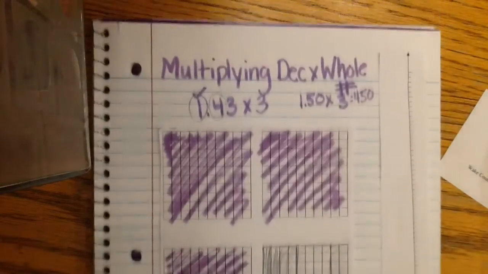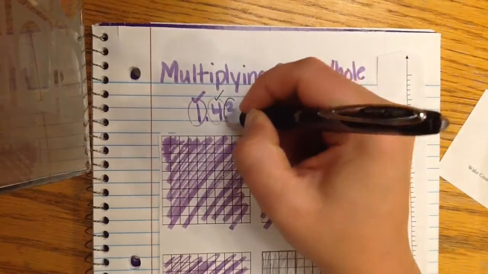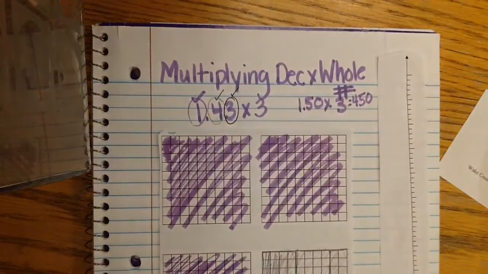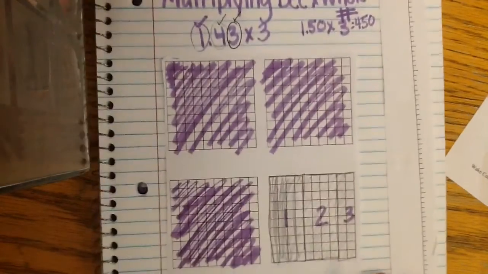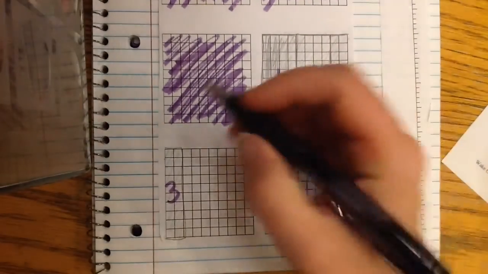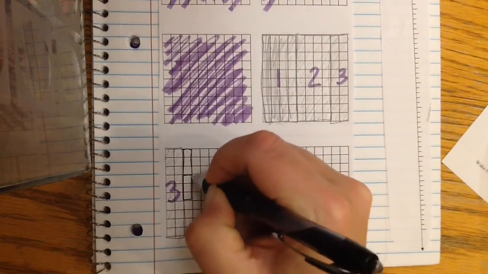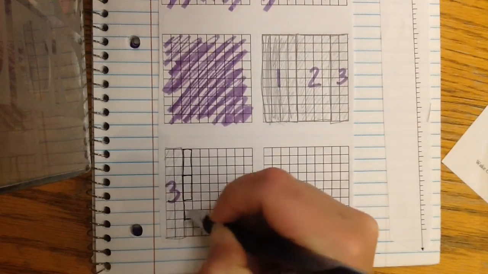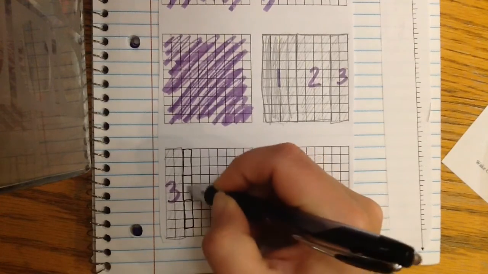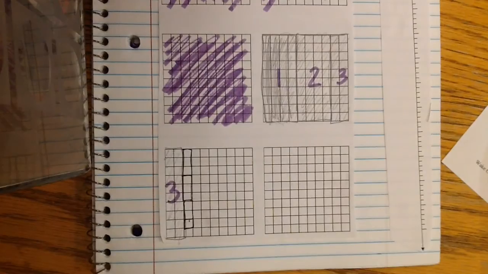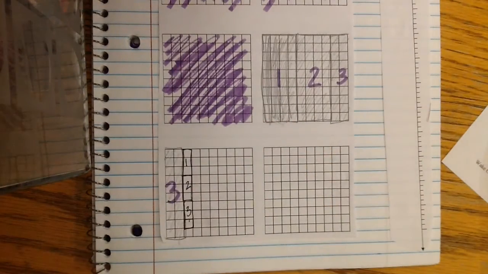So I have done wholes, tenths, now I have to do hundredths. 3 groups of 3 hundredths, 3 groups of 3 pennies, 3 groups of 3 units. 1, 2, 3. 3 groups of 3 hundredths. 1, 2, 3. Now I have to count them all up.